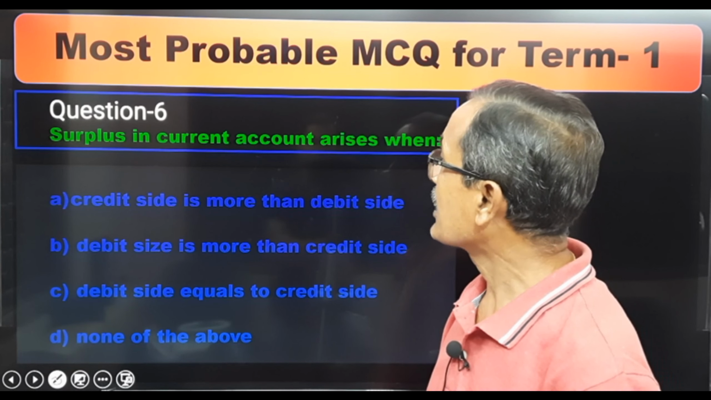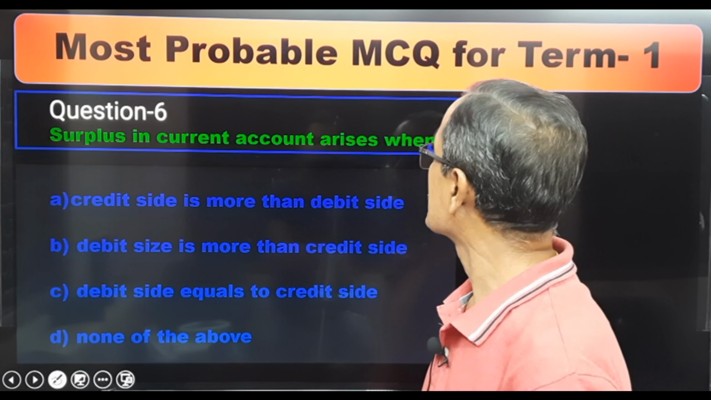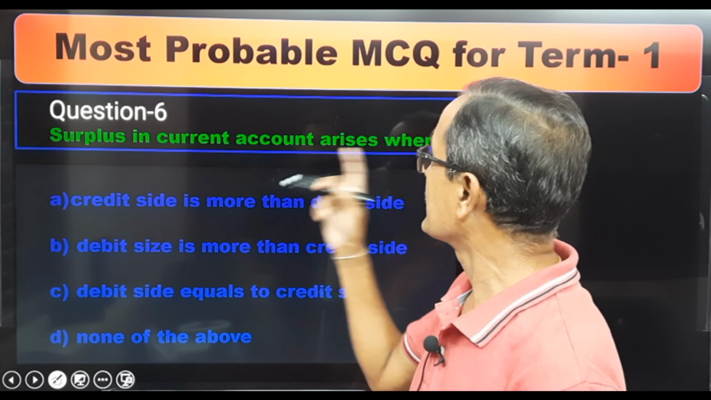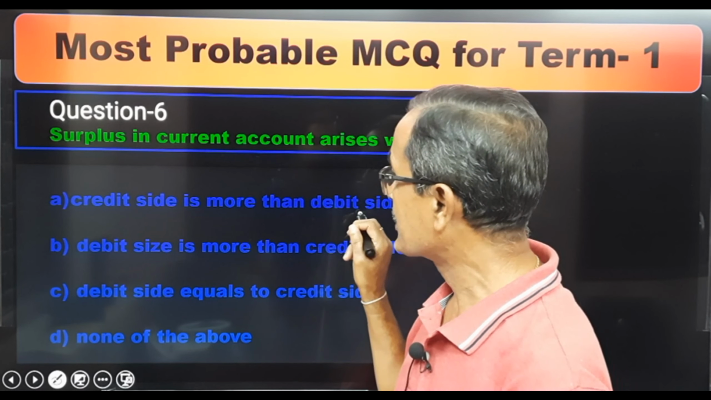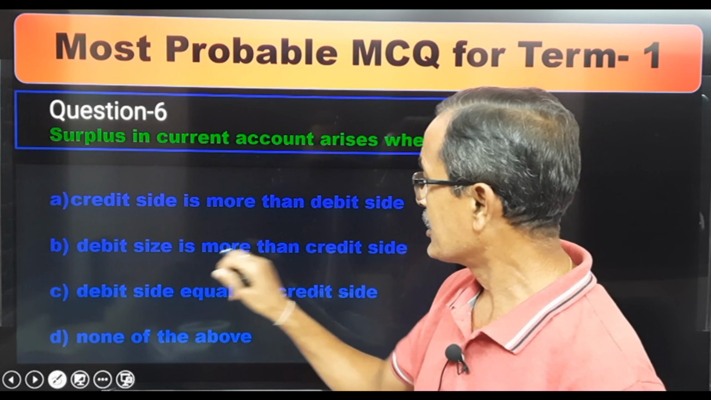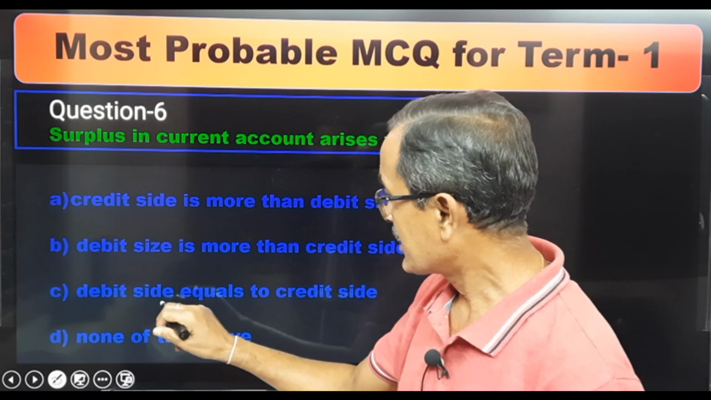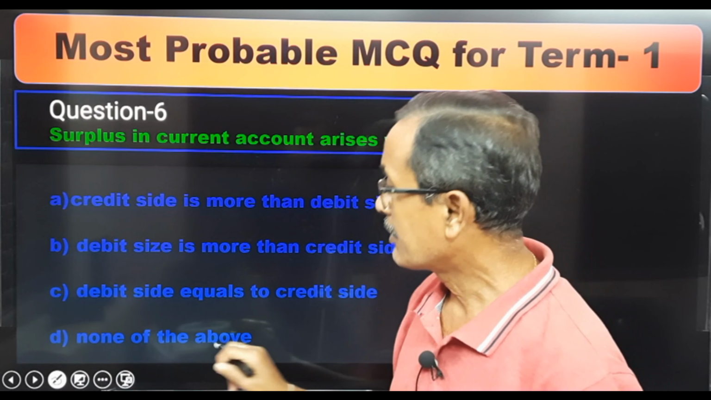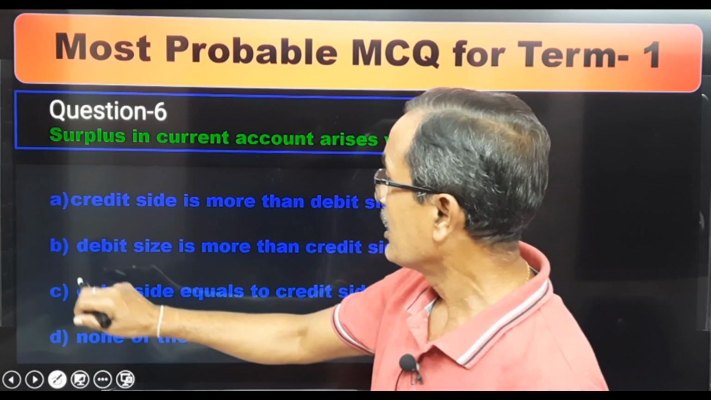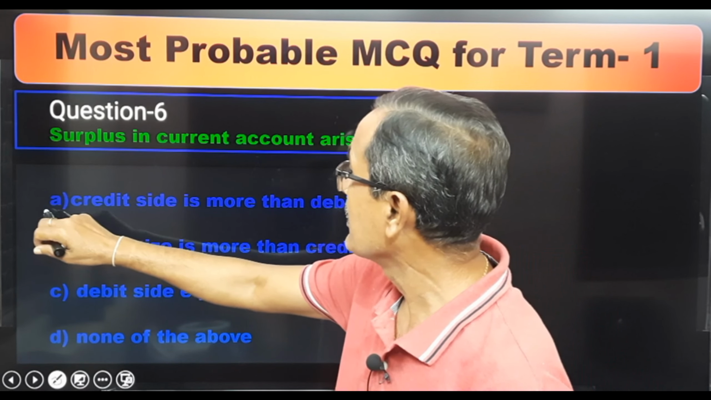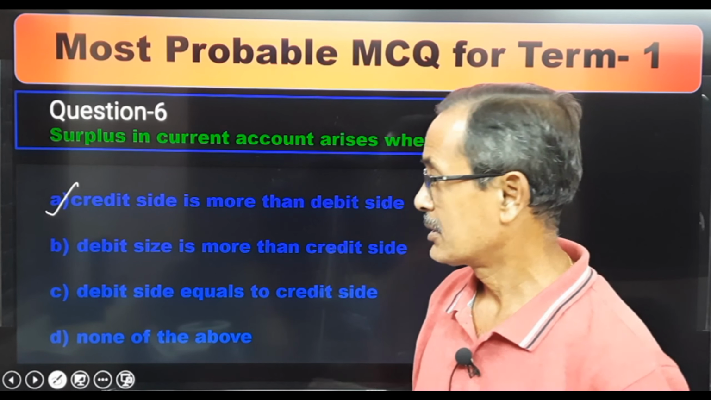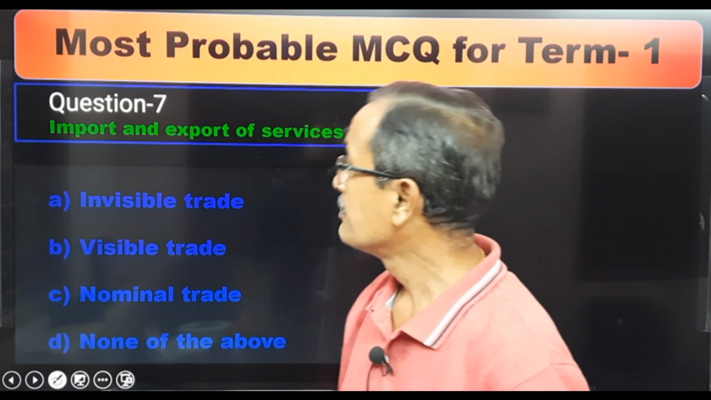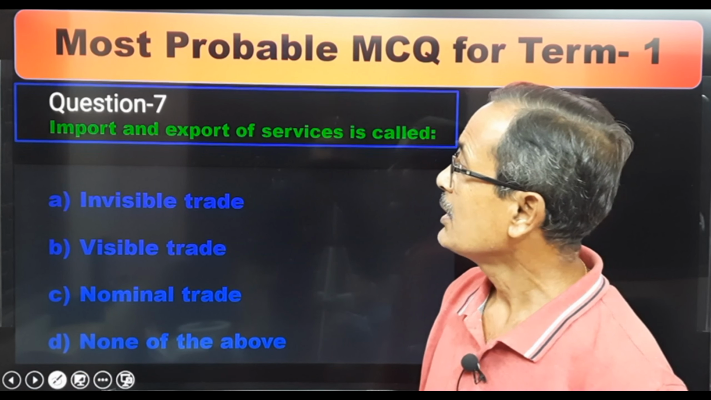Next question is question number 6. Surplus in current account arises when credit side is more than debit side, debit side is more than credit side, debit side equals credit side, none of the above. The answer will be credit side is more than debit side, then only you will have surplus.